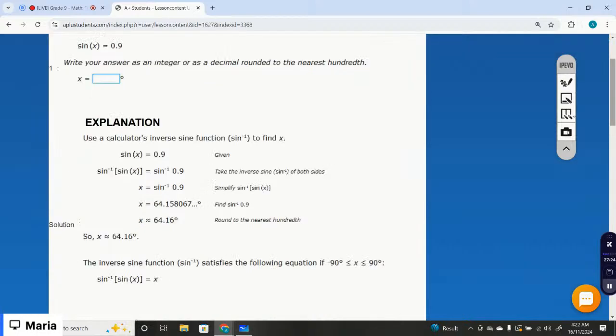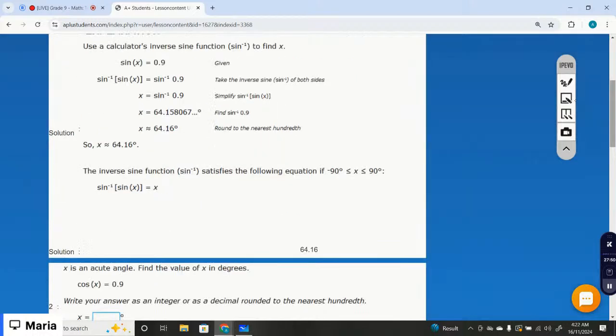So you have to take sine inverse on both sides. So sine and sine inverse cancel out from this side. And on this side, you have to use sine inverse on the calculator. You have the button, you have to use shift and then sine inverse on the calculator. So that would be x equals 64 degrees. That is 64.16.